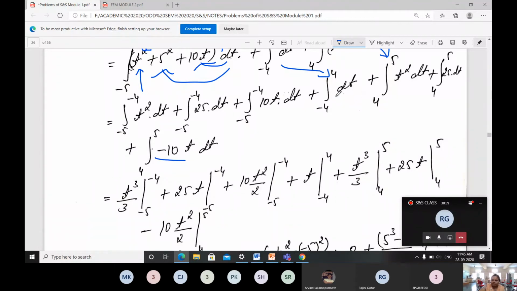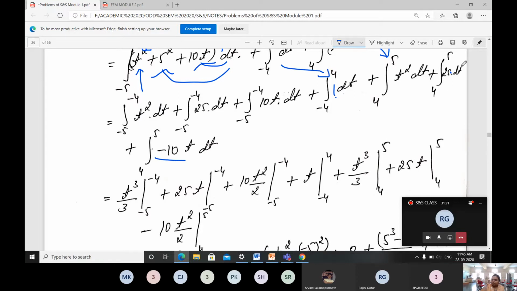Then here only 1 is there. If 1 is there, integration is going to be taken as t, with the limit minus 4 to plus 4. Again, integration of t square is t cube divided by 3 with the limit 4 to 5. Again here 25, only 1 will be left if I write 25 outside.